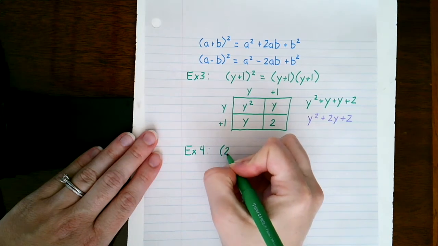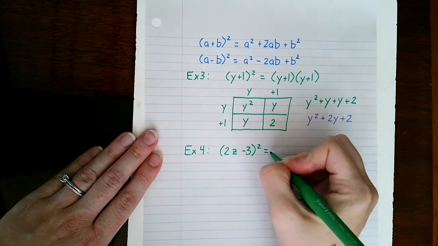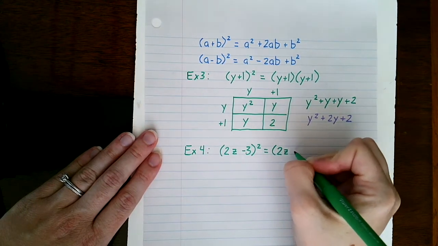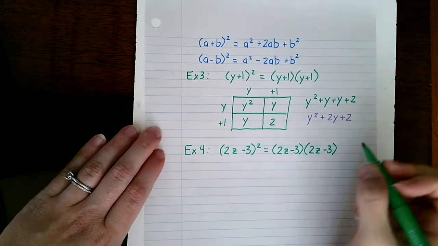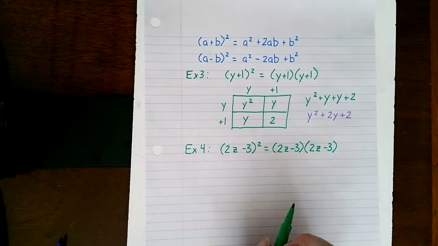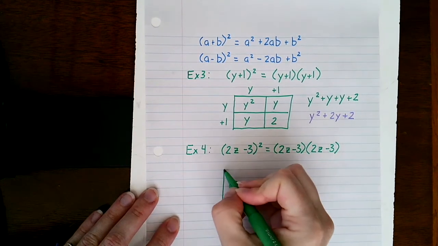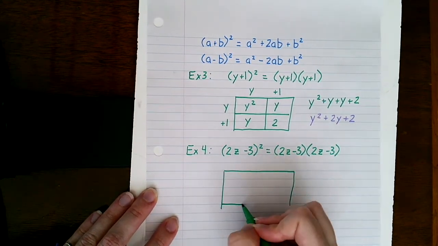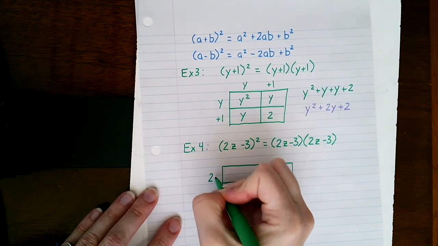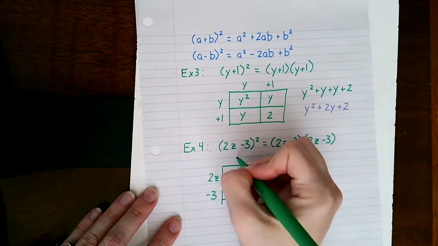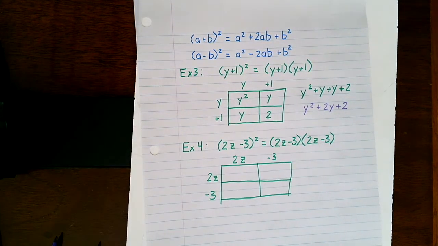So, 2z minus 3 squared. So we know that this is going to be 2z minus 3 times 2z minus 3. Okay, so I know that if I see the square there, it means that I have two binomials that look exactly the same. So I'm going to set up my area model to assist me in figuring this out. So I get 2z minus 3 and 2z minus 3. And switch up my colors.